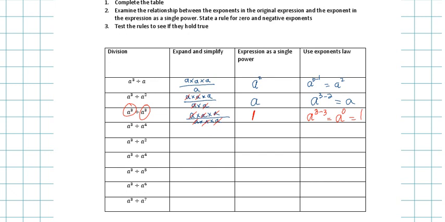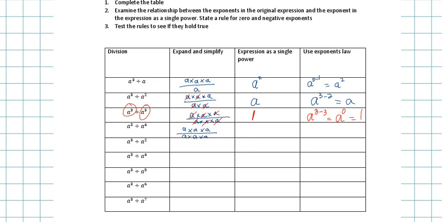So, the rule says a to the power of 0 equals 1. Okay, let's keep going here. I have a cubed divided by a to the power of 4. So that's going to be a times a times a over a times a times a times a.